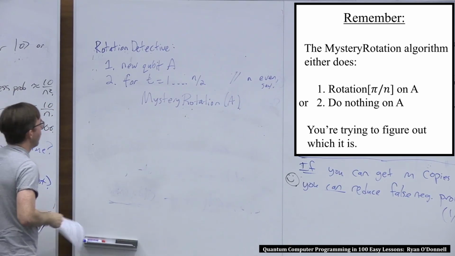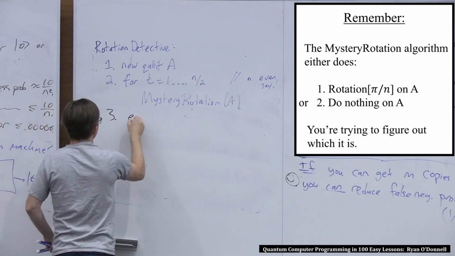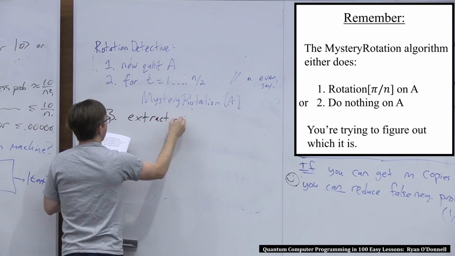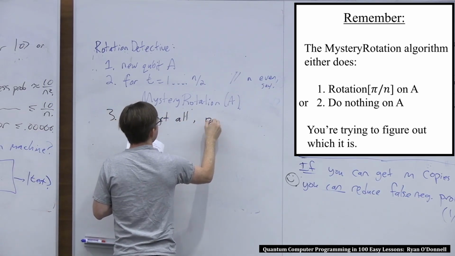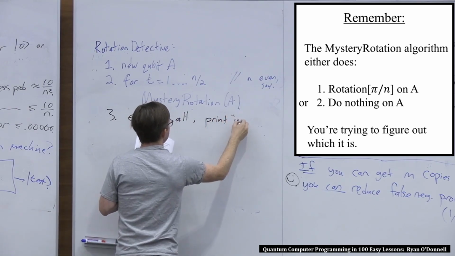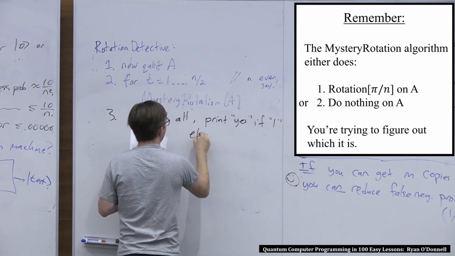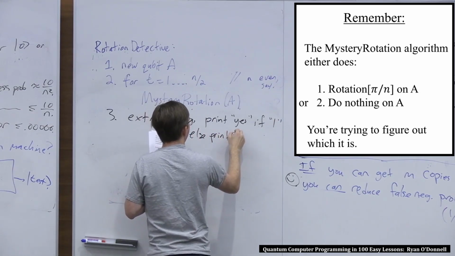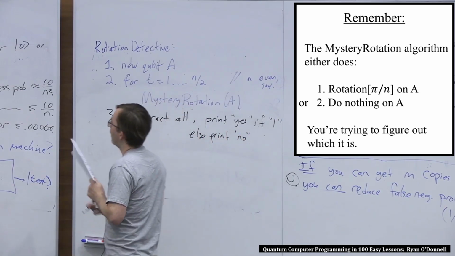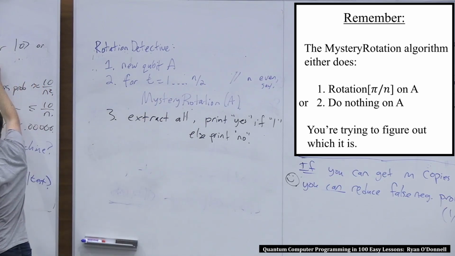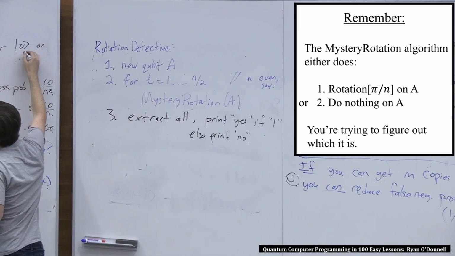And then after that loop is finished, you just extract. Let's say extract all, and print yes if the measurement outcome is 1, else print no. And by the way, this is the one where you're supposed to say yes, and this is the one where you're supposed to say no.